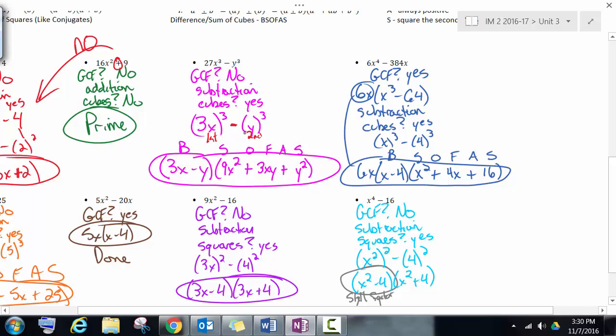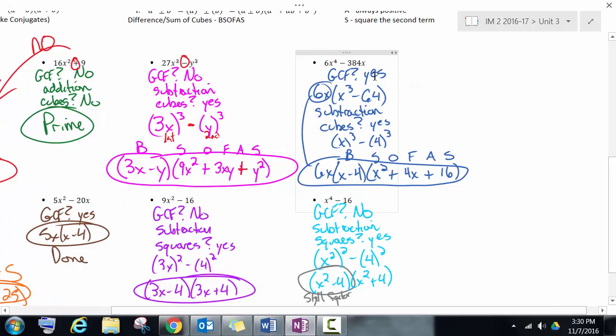O is opposite sign. In the problem it was a minus. So we do positive, because we use the opposite sign. Then F is first times last, so 3x times y, 3xy. A, always positive. This sign is always going to be a plus sign. And then S, square the second. Well, y squared is just y squared. So we have this as BOFAS. That's our difference of cubes.